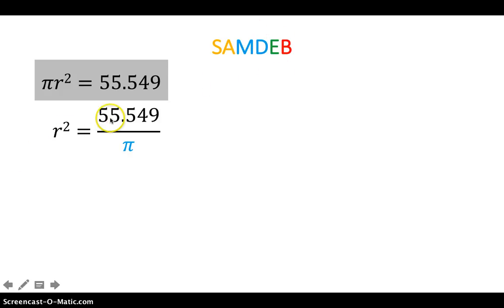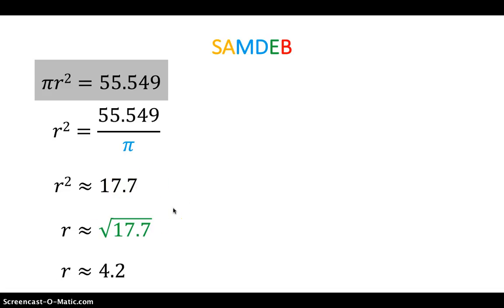So we get r squared equals 55.549 divided by pi, since once I divide by pi on this side, divide by pi on this side, then I'm left with just r squared. And that gives me this number. It's about 17.7. Notice the squiggly equal sign, because it's only approximately equal. Now to get rid of the square, I have to do the square root. So the square root of r squared is just r, and the square root of 17.7 is about 4.2. Okay, so there's a whole bunch of examples of SAMDEB.